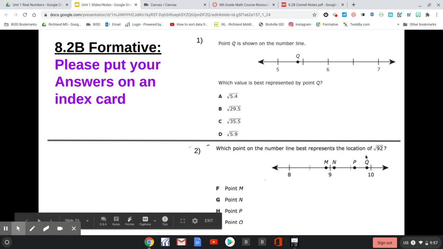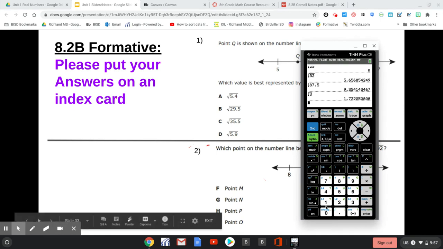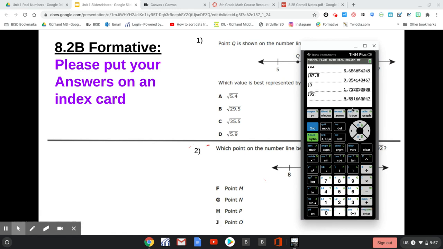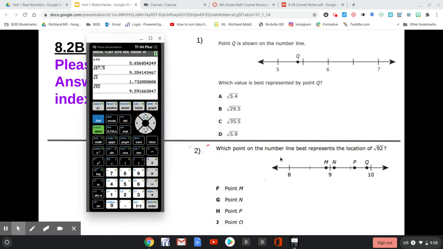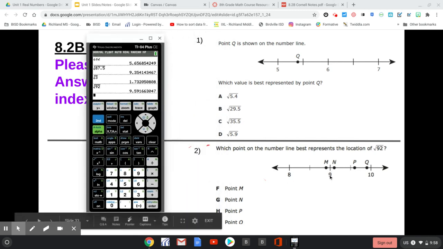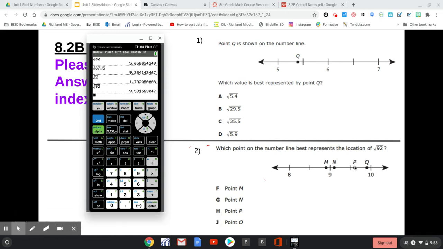This one down here, we need to pick which one is square root of 92. So let's put that in our calculator. Second square root 92, enter. We are looking for 9.59. So let's see which one that is. Here's 9. Here's 9.5. 9.59 would be P.